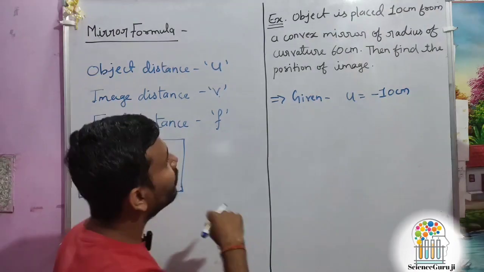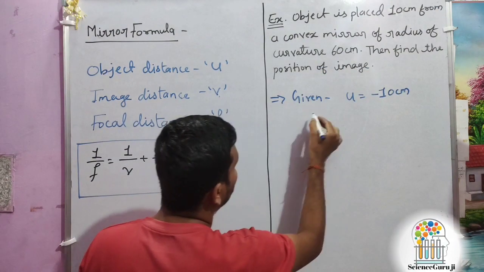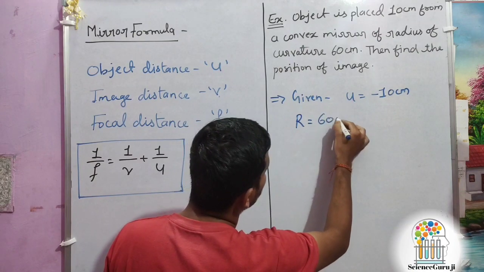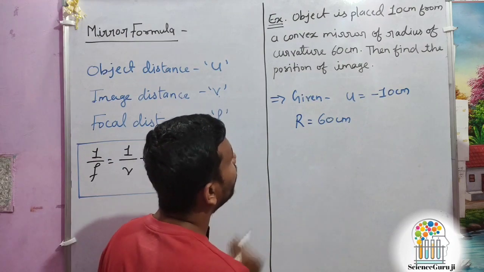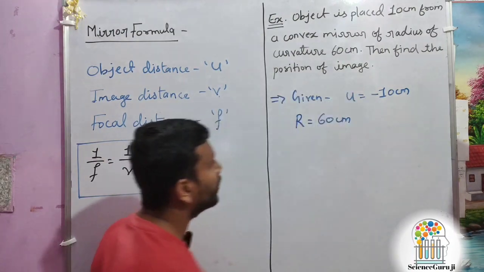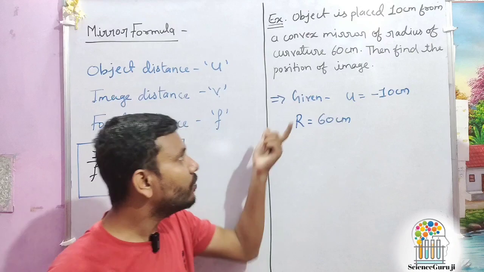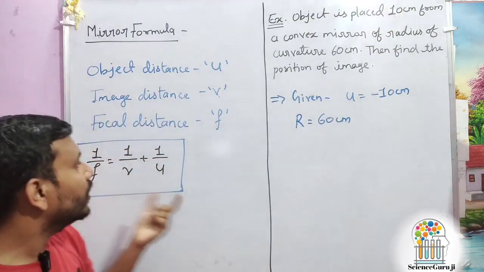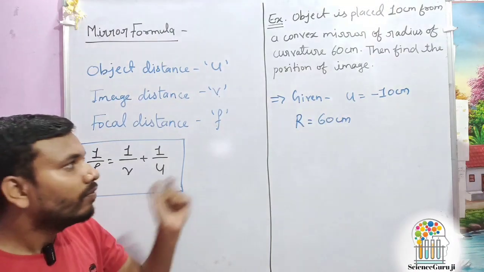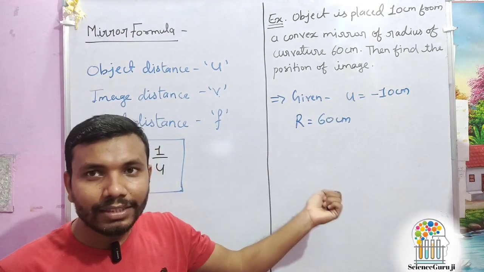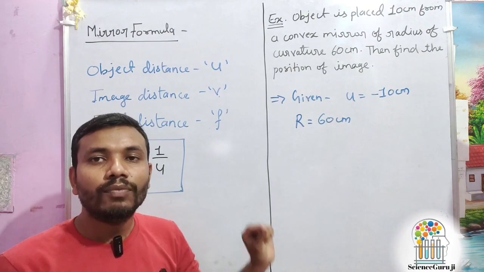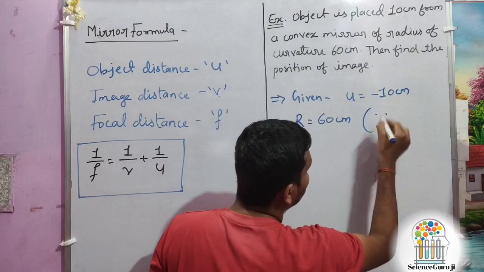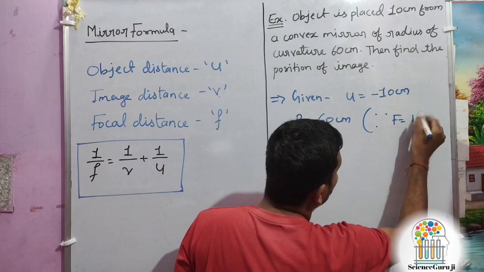Got this? Second one, radius of curvature, it means the R. R is given here, that is 60 centimeter. And what we have to find? The position of the image. But before finding the position of the image, we have to find the focal length. Firstly, we have to find the focal length here, then only we can find the position of the image. So for the focal length, f is equal to R/2.